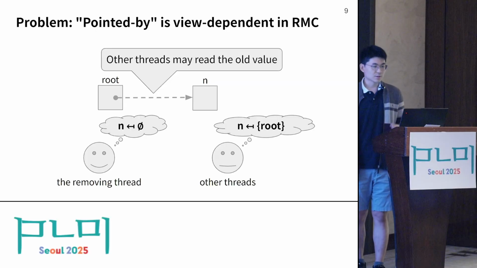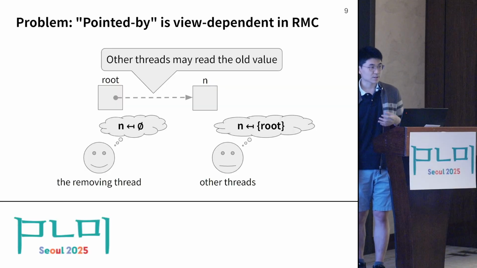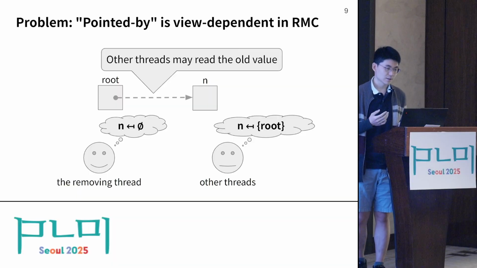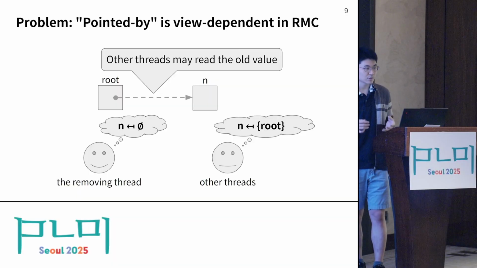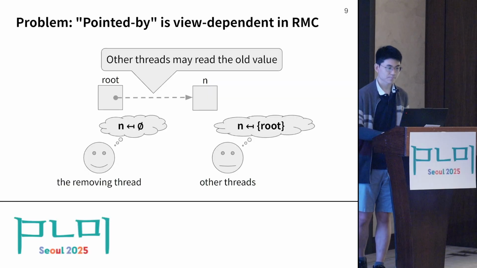Which means that, while some thread, the thread that cut the link, thinks that n is pointed by nothing, another thread may think that n is still pointed by root. Then our question is, what's the meaning of the pointed by assertion under RMC?